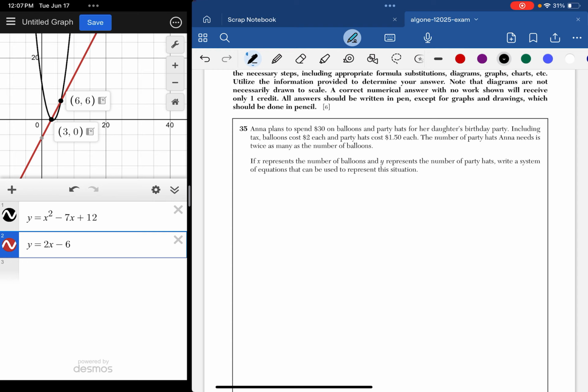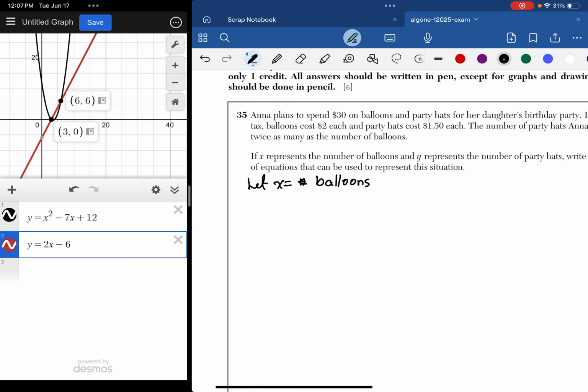Anna plans to spend $30 on balloons and party hats for her daughter's birthday party. Including tax, balloons cost $2 each and party hats cost $1.50 each. The number of party hats Anna needs is twice as many as the number of balloons. X represents the number of balloons, and like I did before, I'm going to rewrite that. Let x equal the number of balloons and y equal the number of party hats.